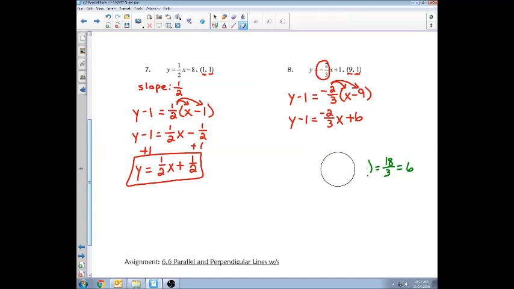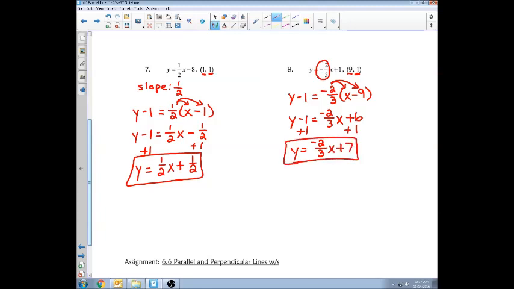Okay. Now to put it in slope-intercept form, I need to get y by itself. So I'll add 1. Y equals negative 2 over 3x plus 7. And I am done. All right.